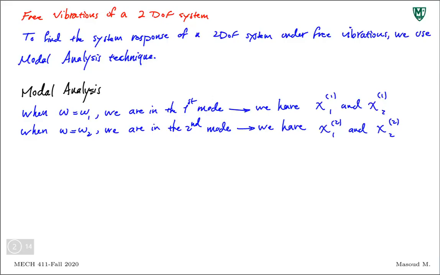Now, when the system is oscillating with any other frequency that is not either of these two, let's say the first natural frequency is 10 radian per second and the second is 20 radian per second, and the system is oscillating at 15 radian per second. It's neither first nor second. At any given frequency, the way the system responds to the input, in this case the free vibration, so some initial velocity and displacement, can be written as a combination of these two.